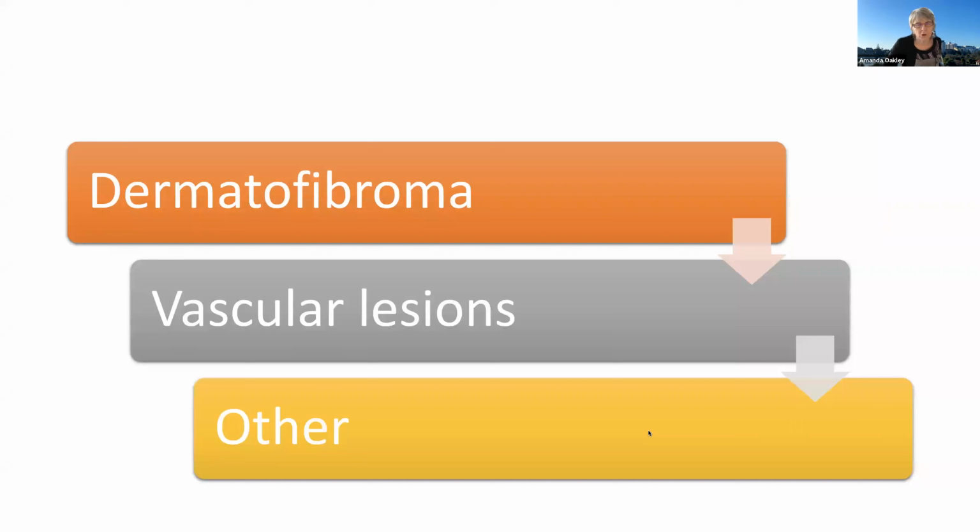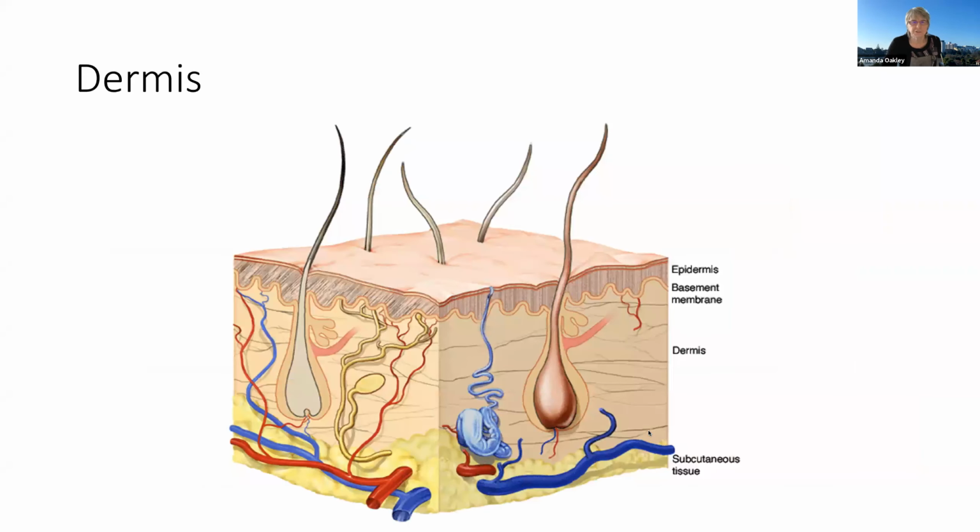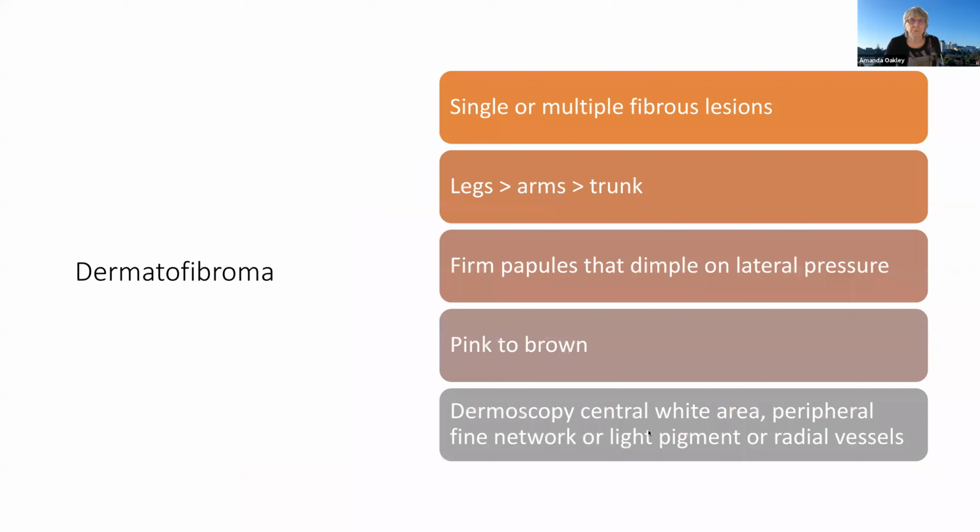So there are two other common types of benign lesion I'd like to discuss. These are not in the epidermis. We're dealing with vascular lesions or dermatofibromas. So a dermatofibroma can be single or multiple. It is characteristically on the lower leg, but actually can occur on the trunk or arms and presents as a firm papule. It could be a pink papule or a brown papule. When you squeeze it, it tends to dimple inwards centrally.